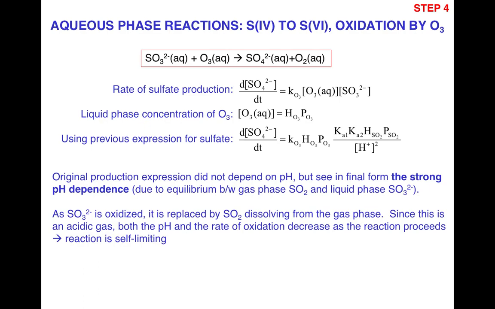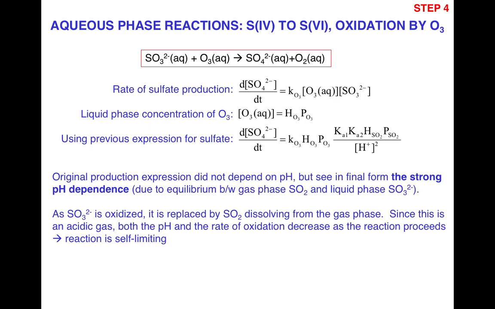So when we want to understand the aqueous phase conversion of sulfur 4 to sulfur 6, I'm just going to show this ozone equation for example. So you have SO3 2- plus ozone, it gives us sulfate plus oxygen. So the rate of sulfate production, the change in concentration with time, is a second order reaction. So I have the reaction rate constant there times the two aqueous phase species.